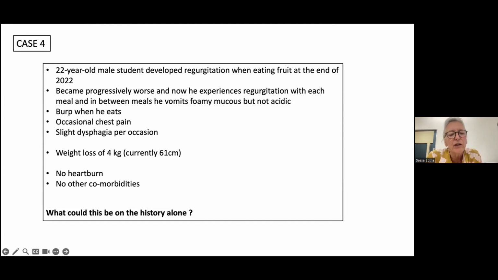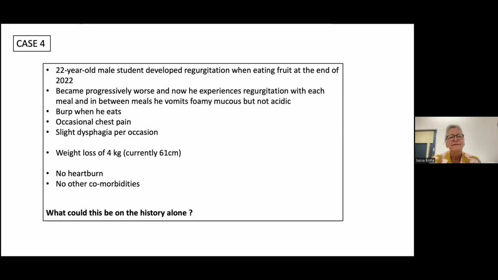On the history alone, what do you think this could be? It could be a mechanical cause. He is vomiting. He didn't have heartburn. So in a young man, you would probably think GERD, because GERD can really give you dysphagia. Yeah, it can give it. But he's not complaining of heartburn. He's vomiting foamy mucus, but it's not acidic. So I think potentially a motility disorder.